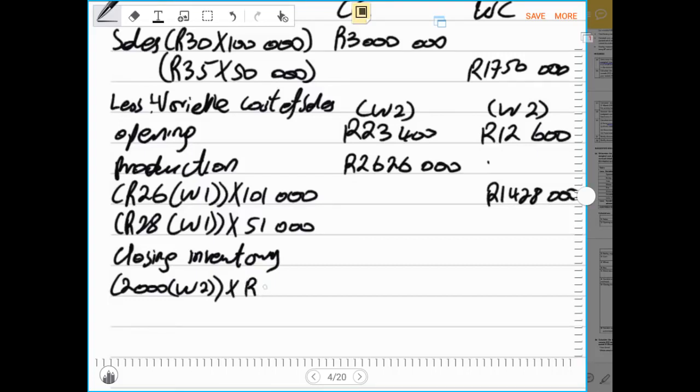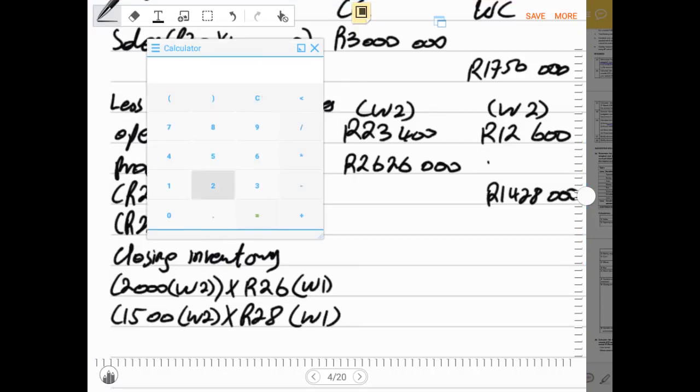I times this by the production cost, and my production cost is 26 rand. Sorry for the inconsistency. I just started with the units this time around as opposed to the cost of 26 rand. Again, the cost of 26 rand comes from working number 1. Then after, my closing units for the second product is 1.5, which is working number 2, and I times this by 28 rand, which is working number 1, the cost per unit.